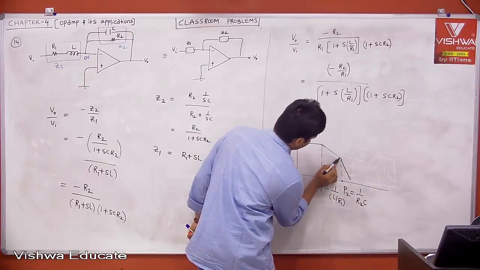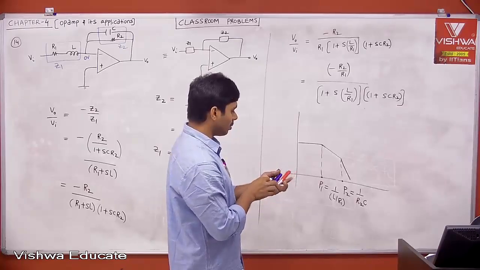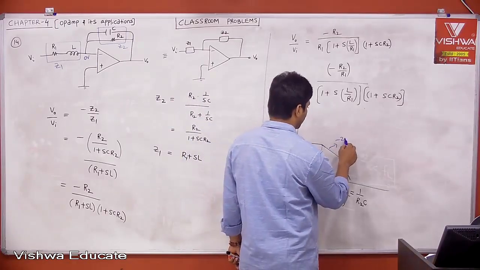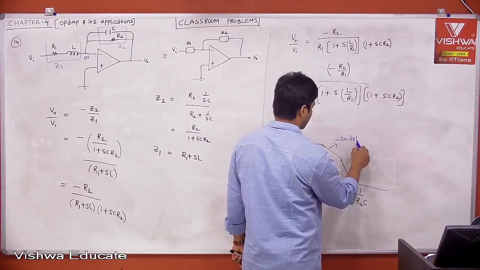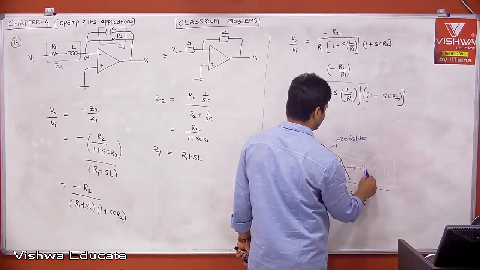This is the slope minus 20. I just took P1 less than P2. Then this is 0 dB per decade, and now this is minus 20 dB per decade, and now this has a slope of minus 40 dB per decade.